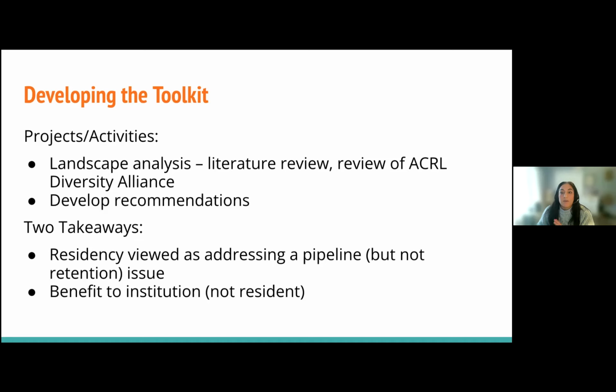And so with all this in mind, we published the Diversity Resident Toolkit in the summer of 2021. The toolkit takes what we found from the landscape analysis and combines recommendations into 4 tools designed to provide structure and support for residents from concept, meaning before the resident steps foot on the campus, to implementation of the residency programs and beyond, so beyond post-residency. Next slide, please.